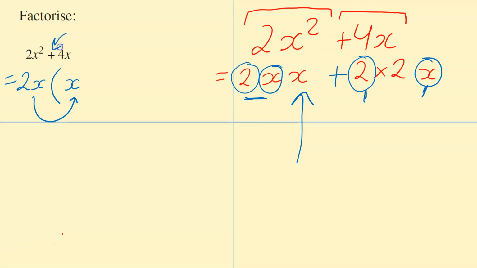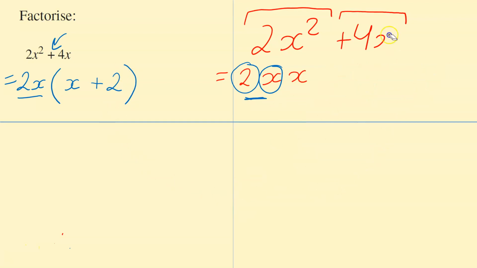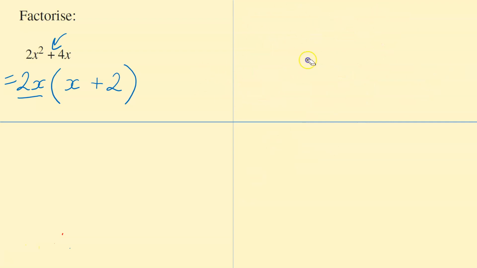Now I have a positive at the front, so a positive times what gives me a positive? Obviously a positive, so let me put a plus here. 2x times what gives us 4x? 2x times 2, which is the 2 that was remaining there. You see, that's what factorization is all about. It's about finding what they have in common and putting it at the front of the bracket.